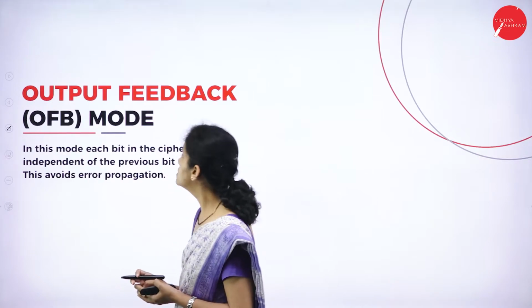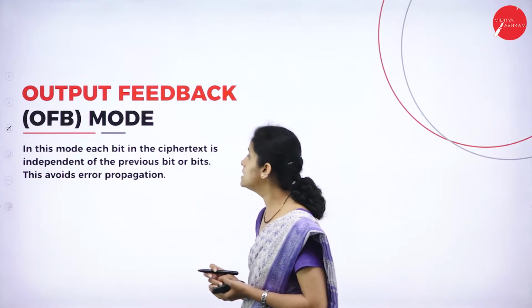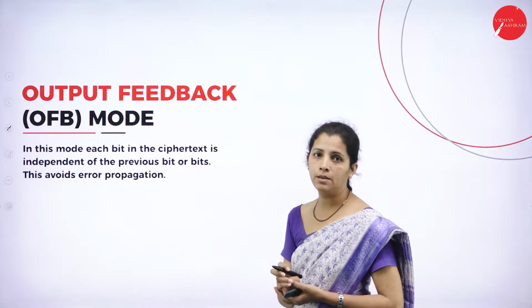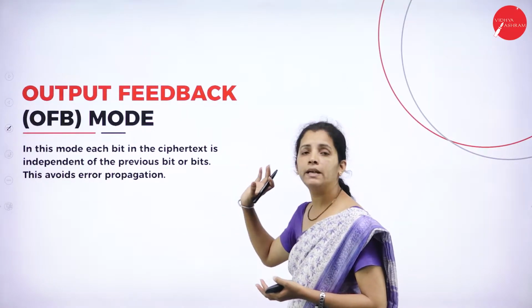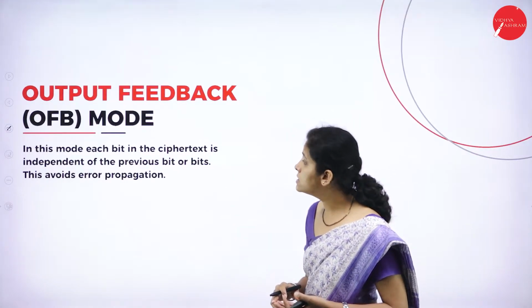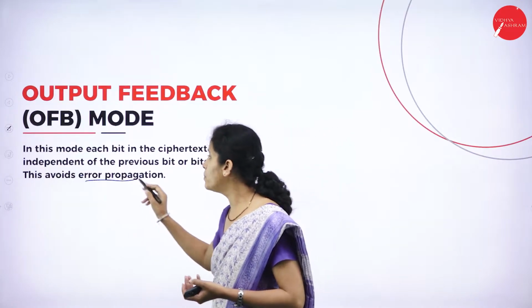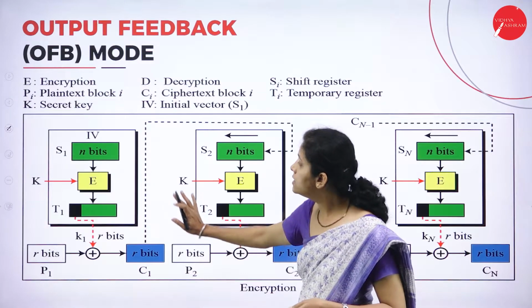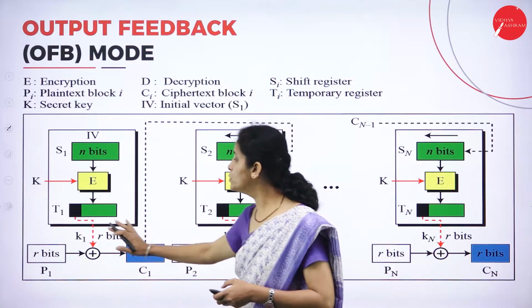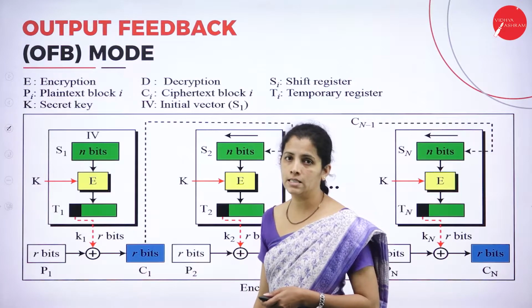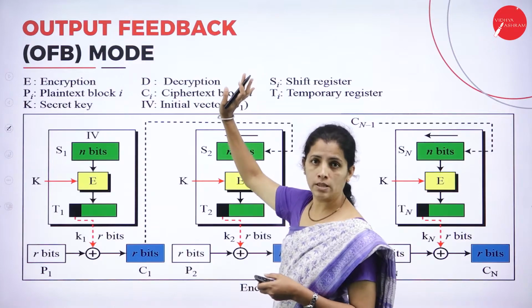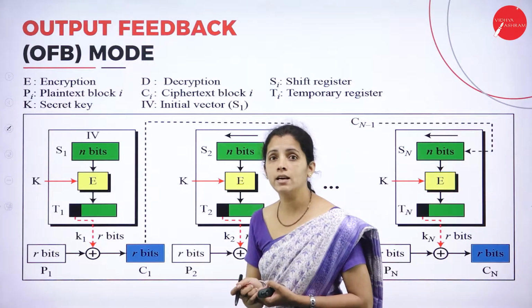So in this mode, each bit in the ciphertext is independent of the previous bit. That means here all the ciphertexts are independent of previous bits. This avoids error propagation. That means all the bits are independent of each other. That means I'm not going to depend on this ciphertext. That is the advantage of output feedback mode. That means that it reduces error propagation.